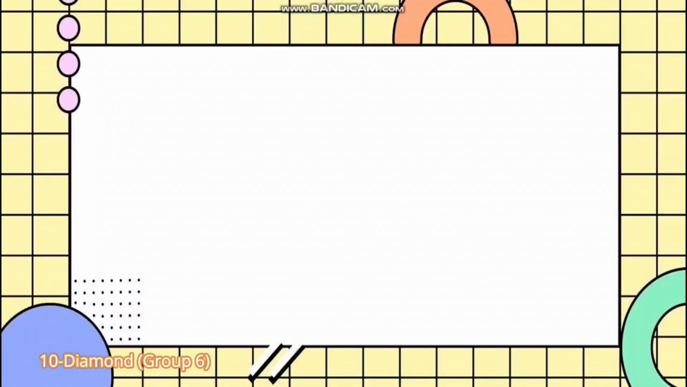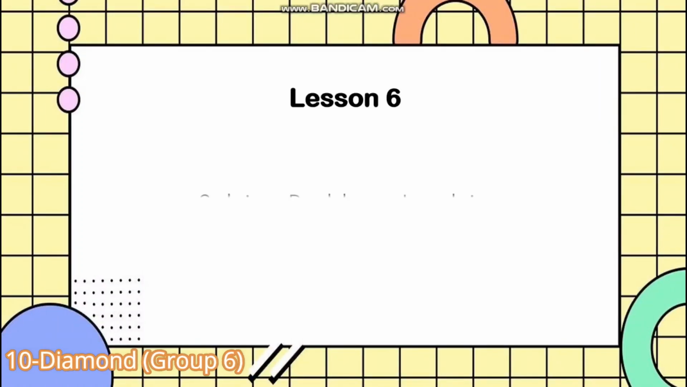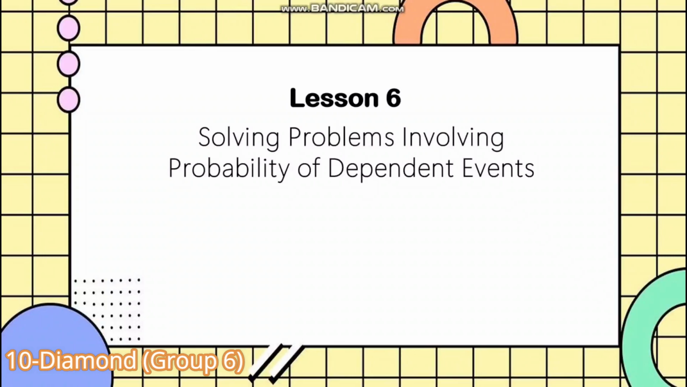Everyone. Today we are gonna be talking about Lesson 6. Solving problems involving probability of dependent events. But before that, let us introduce ourselves first.